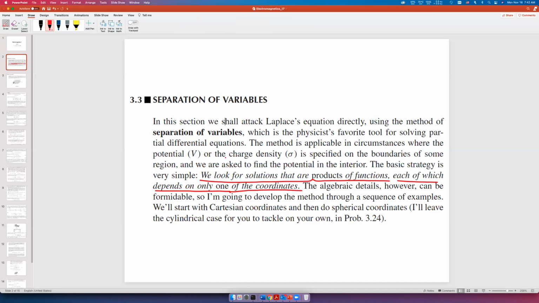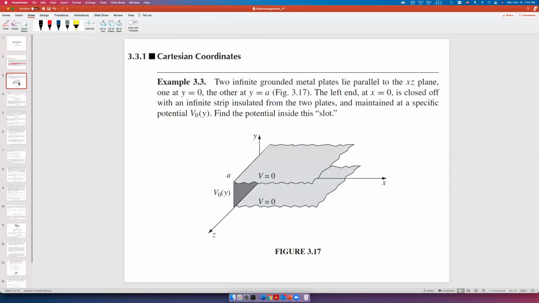Okay, now we're going to start from the first example, but remember our task: we're going to find the solutions for the Laplace equation which are products of functions, each of them depending on only one of the coordinates. What does that mean? Let's see the first example.